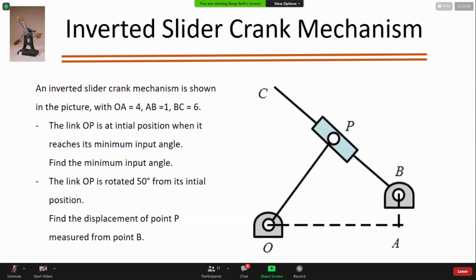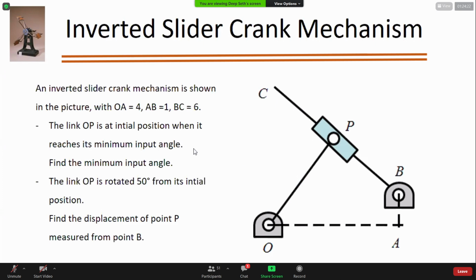Now there is one more mechanism, that is the inverted slider crank. What we do here is just invert the slider crank mechanism. An inverted slider crank mechanism is shown here in the picture, where OA is 4, AB is 1, and BC is 6. The link OP is at its initial position now.